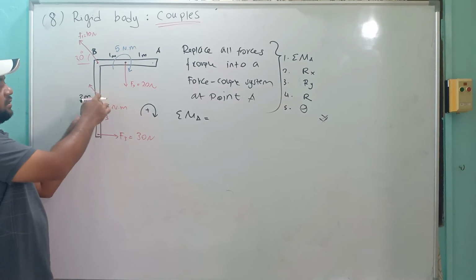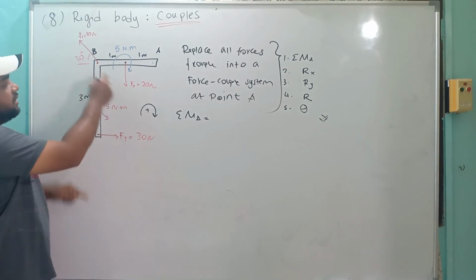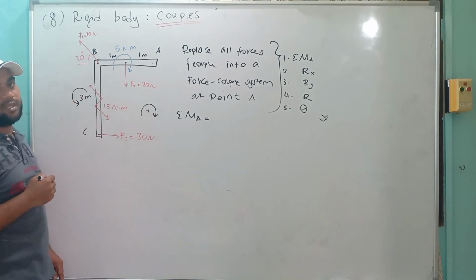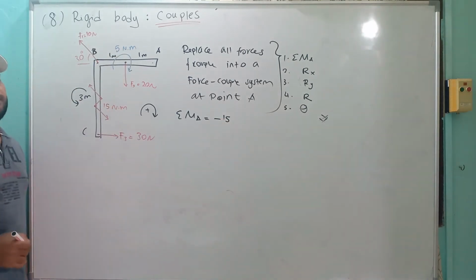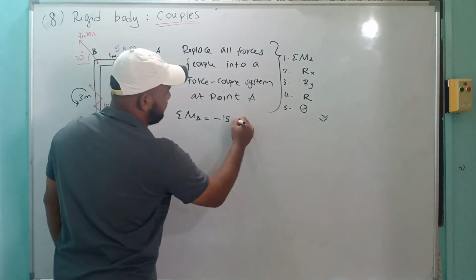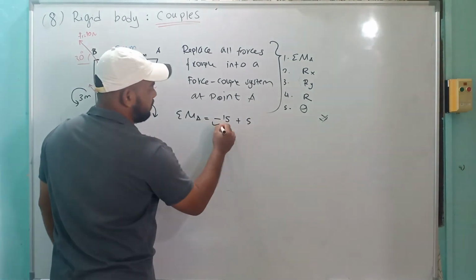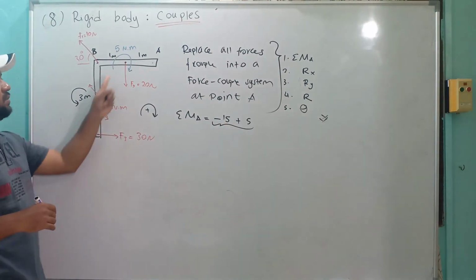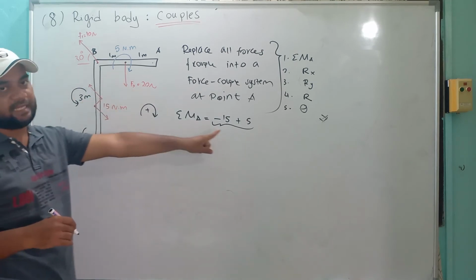So sigma moment at point A equals, I'll take the first one, this one. If you look at this one, one force is pulling this direction, the other one is pulling this direction, so the direction will be counterclockwise, so negative 15. This one is clockwise, so plus 5. So these are the couples given, the moment created by couples. This one is directly given to you, you just add it here.